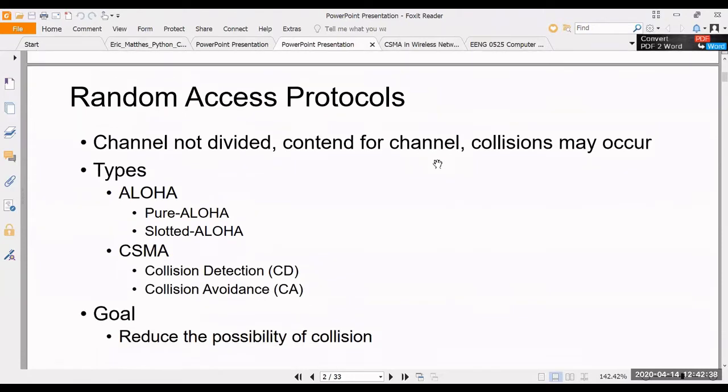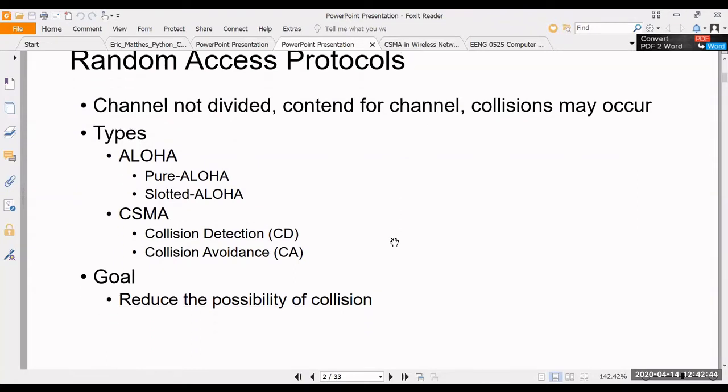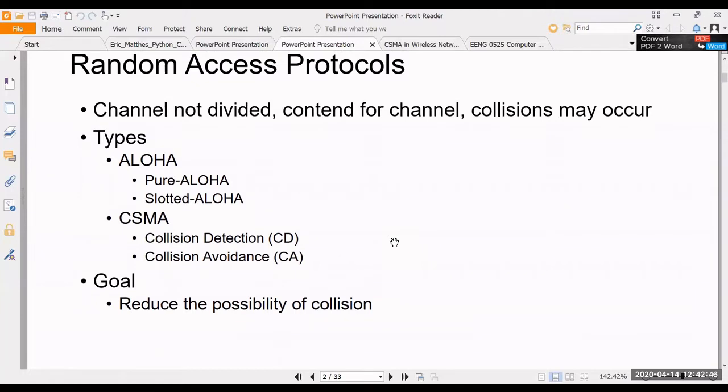So then, before we started the whole discussion, we talked about several means of controlling access on a medium, right? We mentioned pure Aloha and then slotted Aloha, and it mentioned other techniques. But pure and slotted have been discussed already. For the purpose of this lecture, we'll be discussing the CSMA techniques.